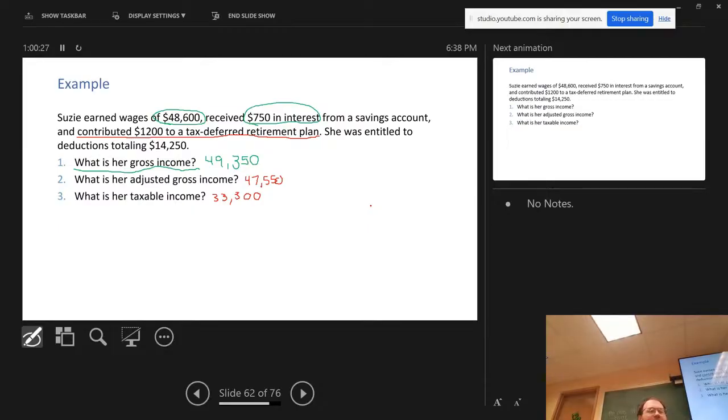And basically, whenever they start figuring out how much you owe the IRS, they're going to focus in on that number, the 33,300 number. After taking what you made minus anything that gets a tax deduction and your standard deductions.